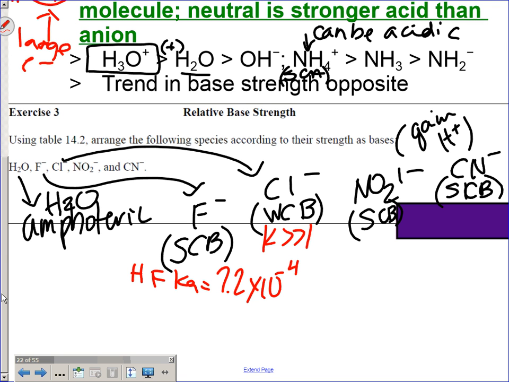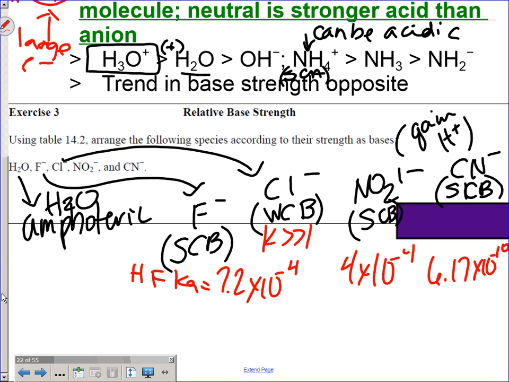All right, so nitrite came from nitrous acid. Sorry, I should have already put these down. Nitrous acid is 4 times 10 to the negative 4th. And then HCN, hydrocyanic acid, there's a number of ways to say that one, is 6.17 times 10 to the negative 10.